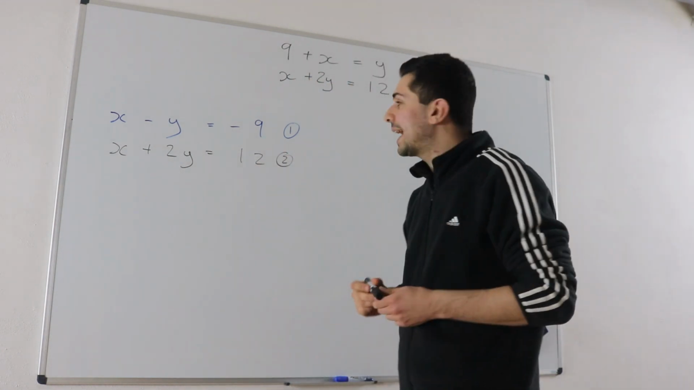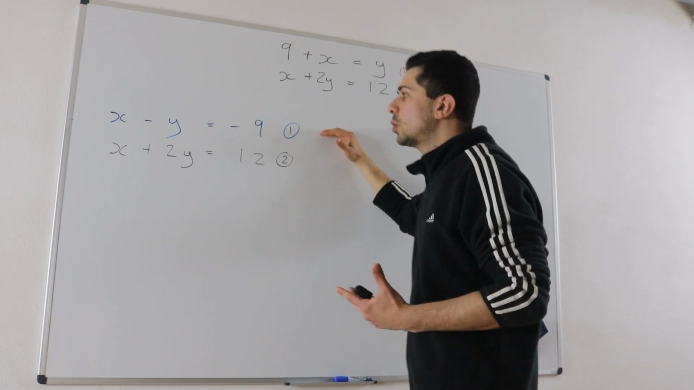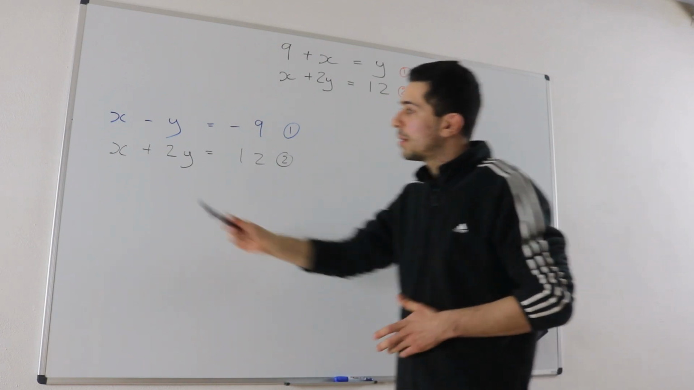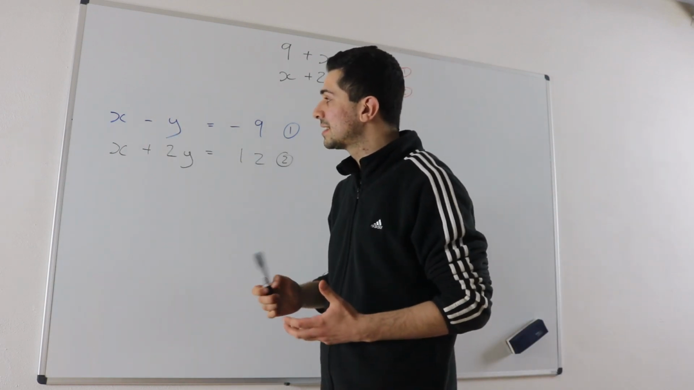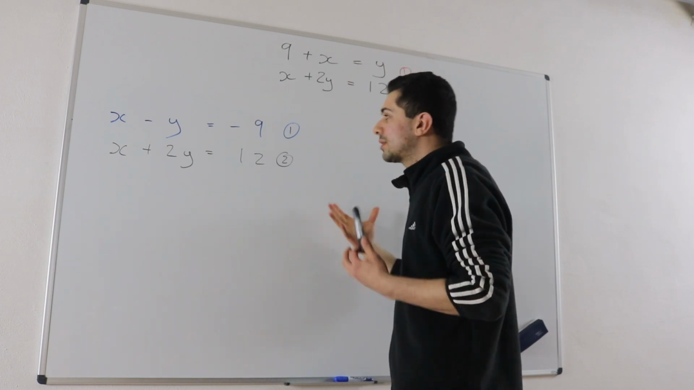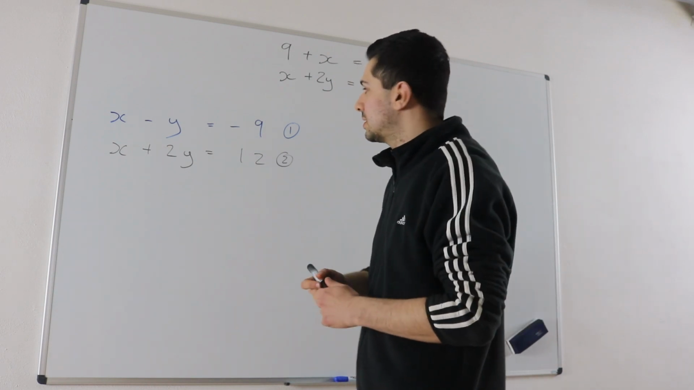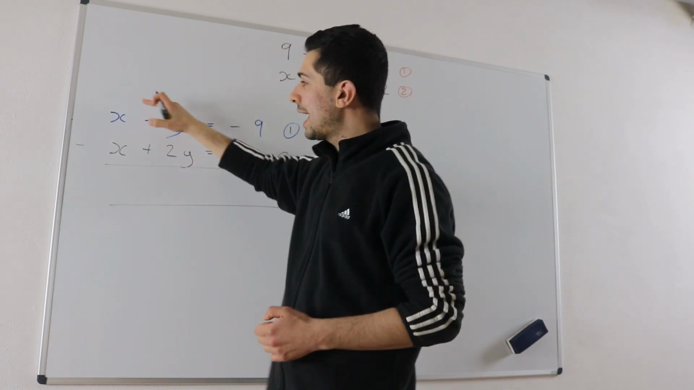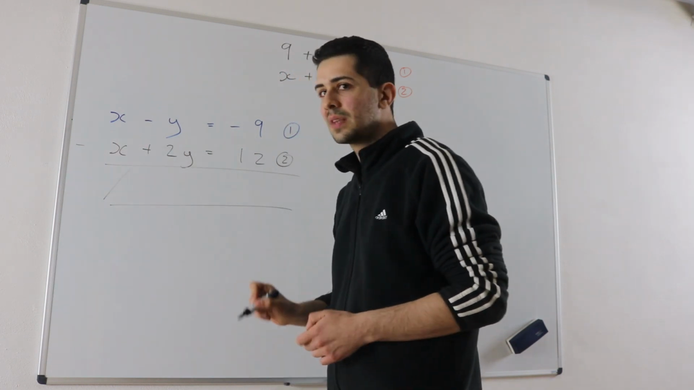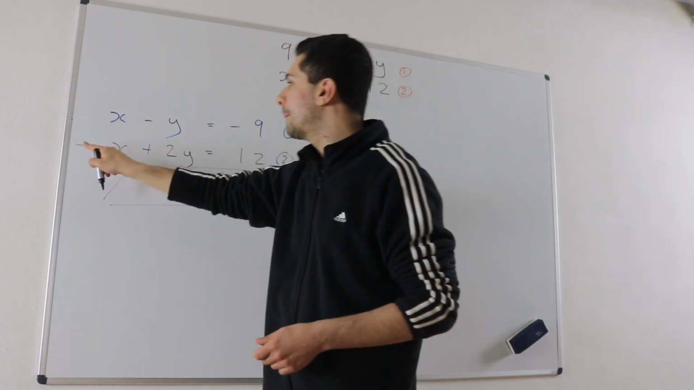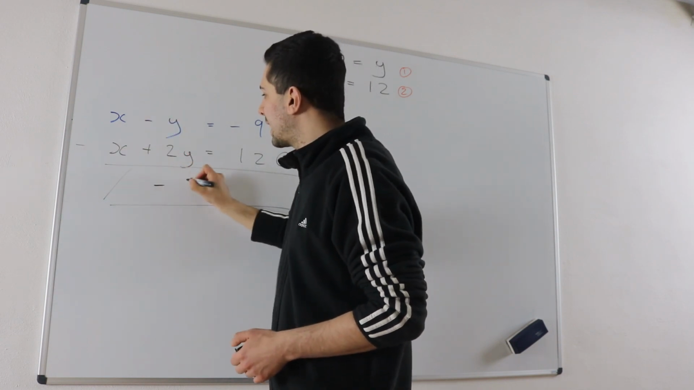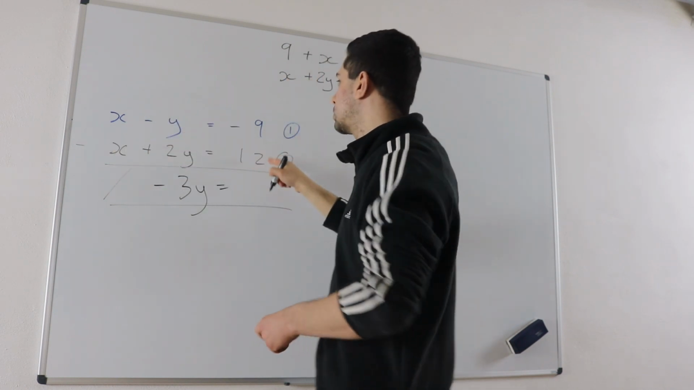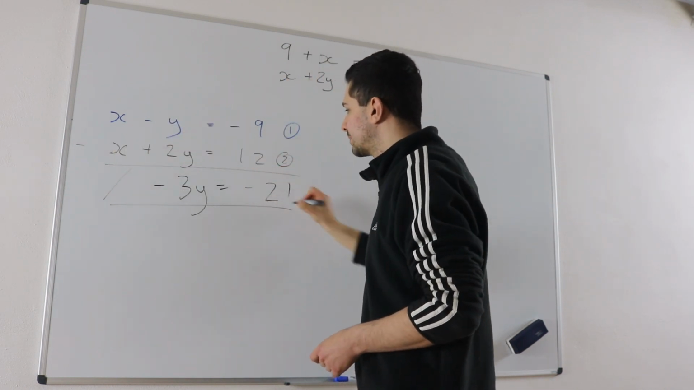Now, some of you might go ahead and multiply equation number 1 by 2 and eliminate y. In this case, it's not really necessary, because over here we have x and x, which can easily cancel each other out without having to modify any equations that we have. So I'll go ahead and subtract. x minus x cancel out. Minus y minus 2y gives us minus 3y, equals minus 9 minus 12, which is minus 21.